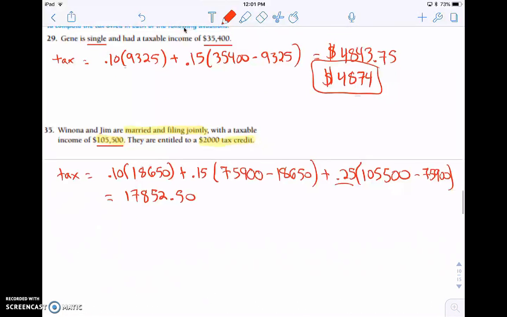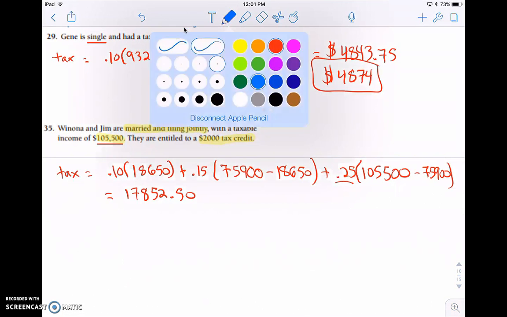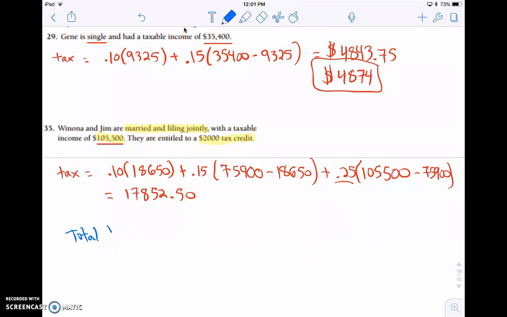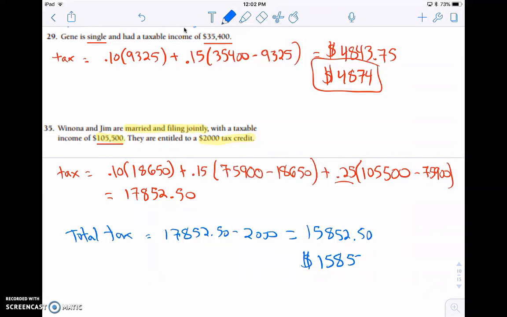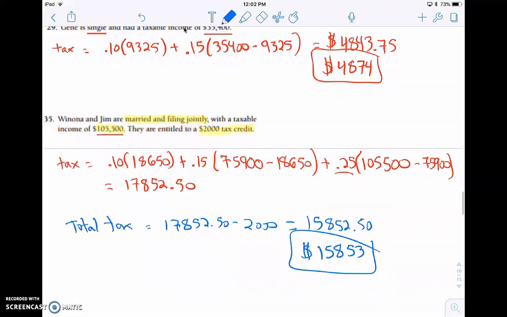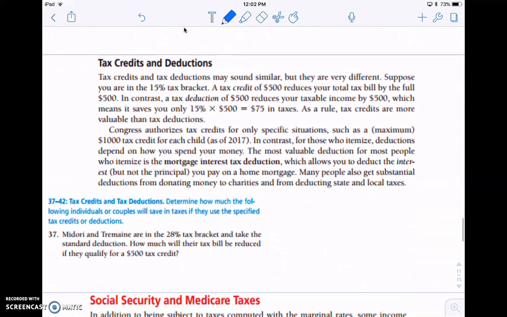Now remember, they had the tax credit, and tax credits come right off the back. So the total tax is going to be $17,852.50, subtract the tax credit of $2,000, which is $15,852.50. And again, round to the nearest dollar is what the IRS tends to do. So $15,853 would be the total tax that is due for this couple that is married and filing jointly.